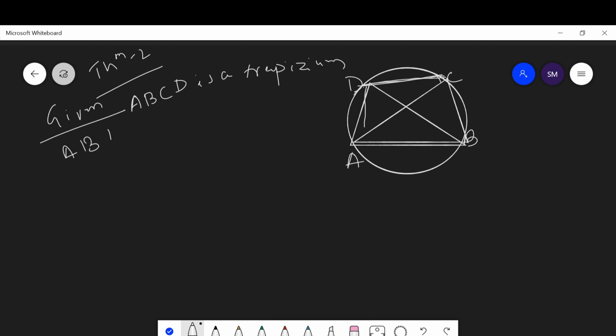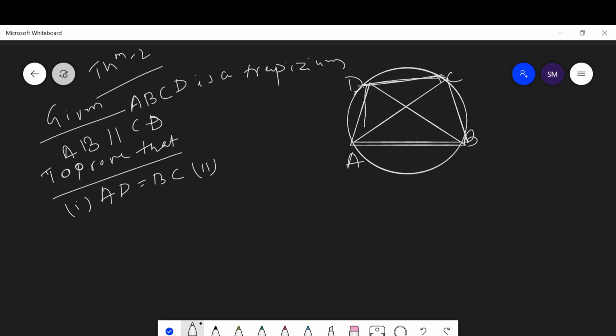Here AB is parallel to CD, given. Then we have to prove that AD is equal to BC, and the second condition we have to prove is that the diagonals are of equal measure, which means AC is equal to BD.